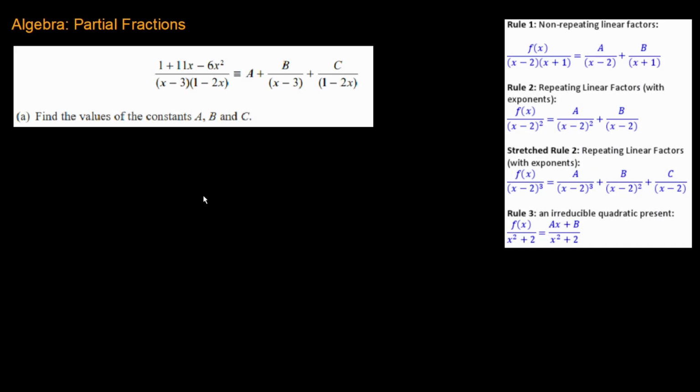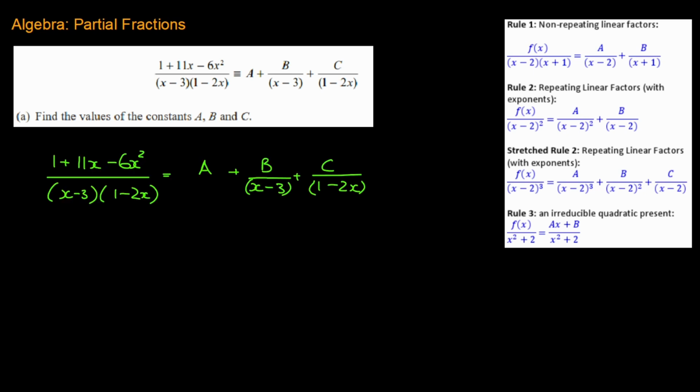Here's another example of partial fractions, but this time the question has suggested the split. And we've got to work out the values of the constants a, b, and c. To solve it, we need to put the right-hand side of this equation over a common denominator, and that common denominator will be x minus 3, 1 minus 2x.